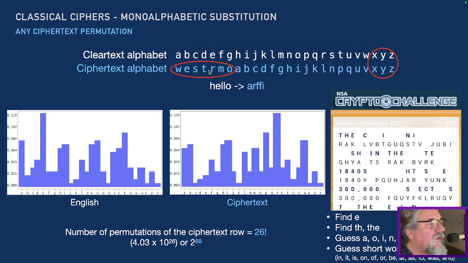So you might wonder, how many ways can you shuffle a row of 26 letters? So how many different ways are there to create a monoalphabetic substitution of this clear text row, A to Z? Well, it's 26 times 25 times 24 and so on. That's the factorial, 26... I don't remember what it's called in English. Anyway, it's 26 times 25 and so on. And the result is a 4 with 26 zeros after it.